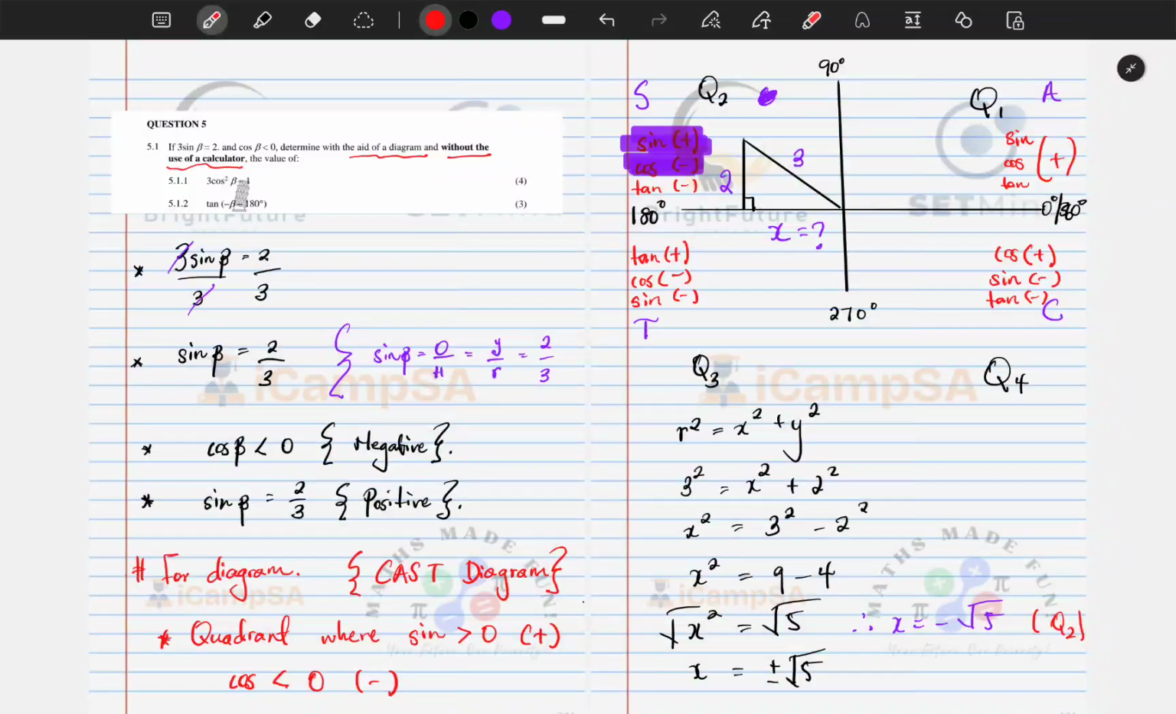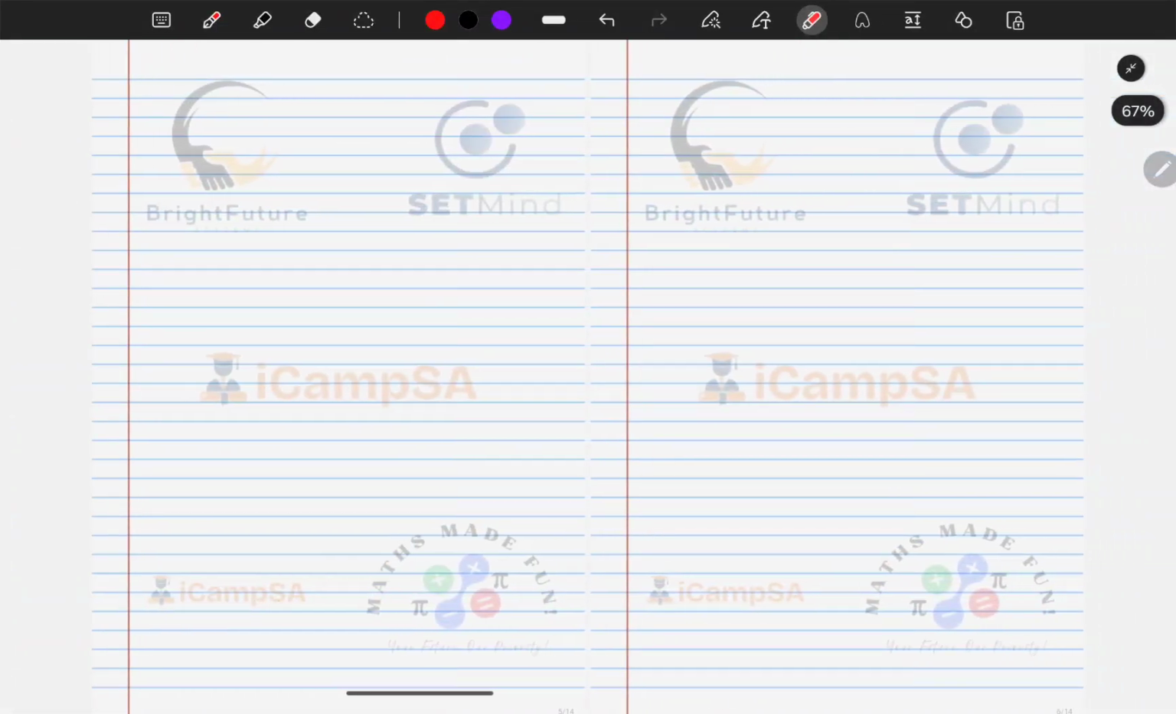So now we have what we need, right? So we can now simply come here and you can just take this and put it there, right? Great. So now we know that x is equal to negative root 5. We know that y is equal to 2, and we know that r is equal to 3, right? So now we can go ahead and solve the question, right? So what does the question say?